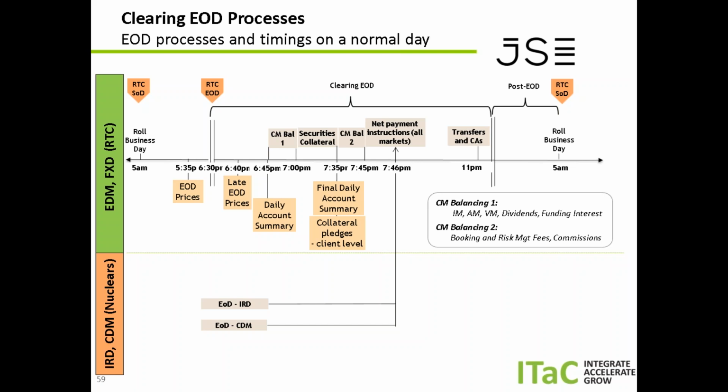And then you'll see there's a big time lag between 7:46 and 11 p.m., when transfers and corporate actions take effect. The reason for that is we're allowing a bigger window in which any issues can be reported. We're hoping that most issues would be identified at CM balancing 1 or CM balancing 2. But if for any reason an issue isn't identified and it's picked up before 11 p.m., then it's still possible for us to do a rerun. If the issue is picked up after 11 p.m., then we wouldn't fix any issues with a rerun. We would then have manual intervention the next day to correct any issues.